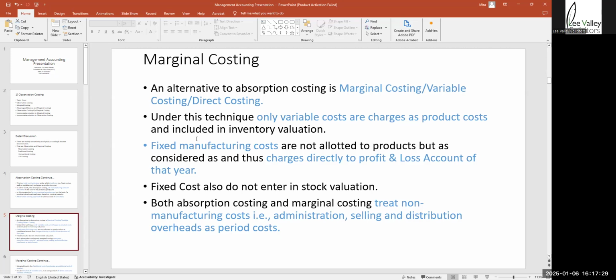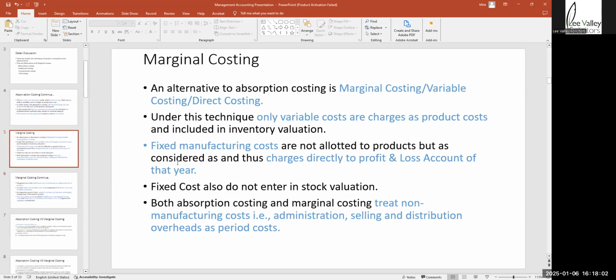An alternative to absorption costing is marginal costing, or we can say variable costing or direct costing. Under this technique, only variable costs are charged as product cost and included in inventory valuation. Fixed manufacturing costs are not allocated to products, but are charged directly to the profit and loss account of that year. Fixed costs also do not enter in stock evaluation.